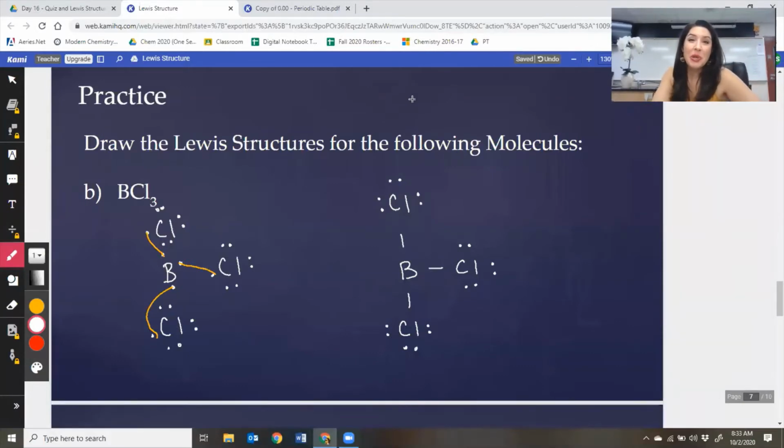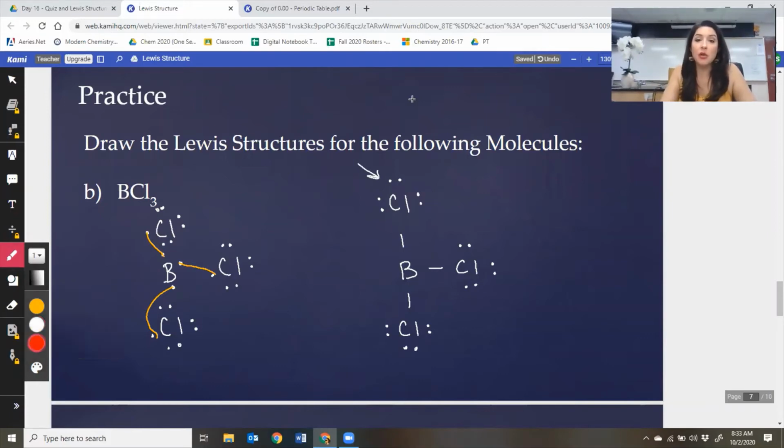So how did you do? Were you able to form 3 bonds with boron in the center, extending out to 3 separate chlorines? Did you remember to bring all of the non-bonding electron pairs? If you did, great. And now it's time to look at our octets.